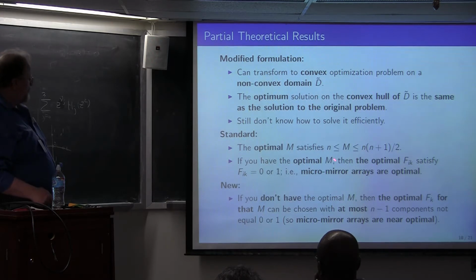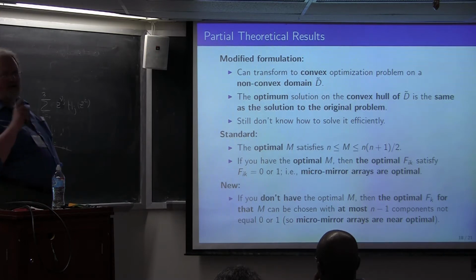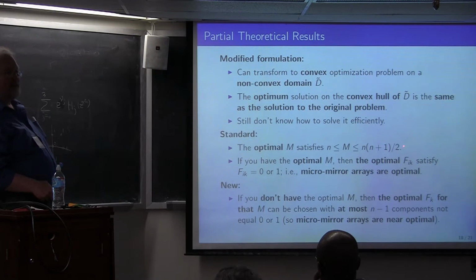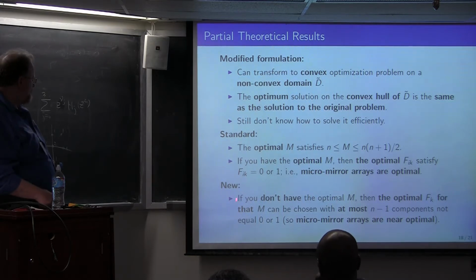If you have the optimal M, then the optimal filters satisfy Fik is 0 or 1. So if you know the optimal number of measurements, then you know that micro mirror arrays win. They win. You don't need the spatial. The statisticians know this too. But like I said, we don't really care about optimal. But it'd be nice, I have to admit.